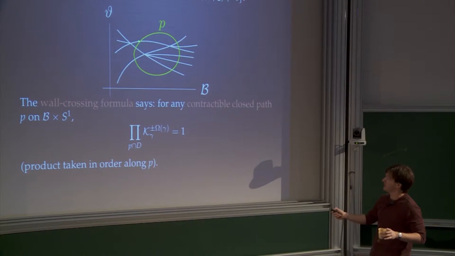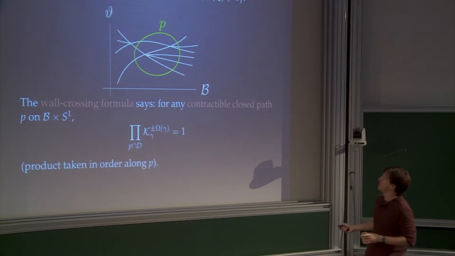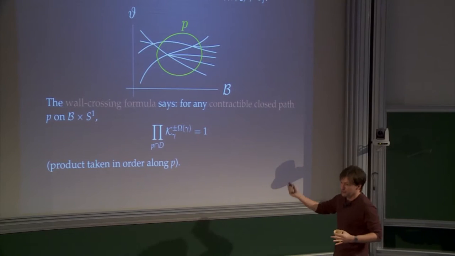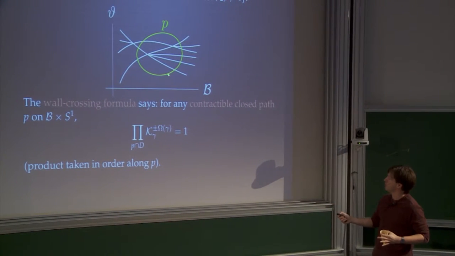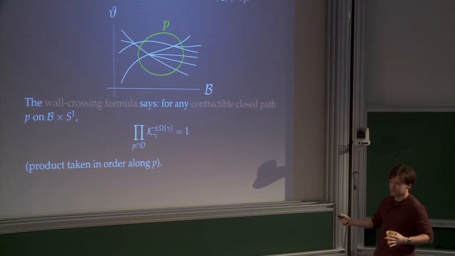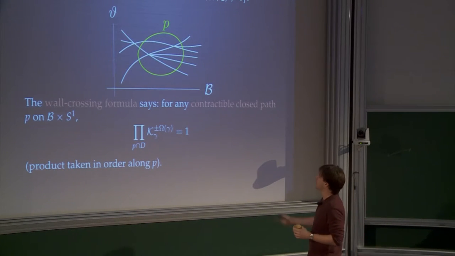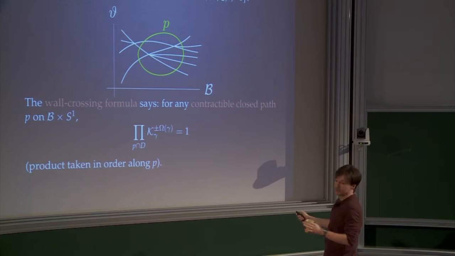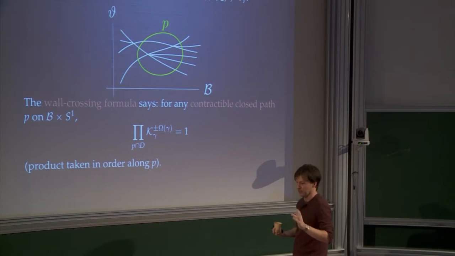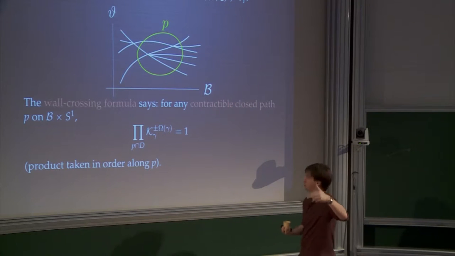So we go around this path, and we multiply together these transformations of the torus. And now what the wall crossing formula says is that whenever you do this, for any contractible path whatsoever, when you come around back to the start. Contractible upstairs and downstairs. This is downstairs. There's no upstairs here. So this is contractible downstairs, but this is not a path on the curve. This is a path in the parameter space of quadratic differentials and crossed with a circle.